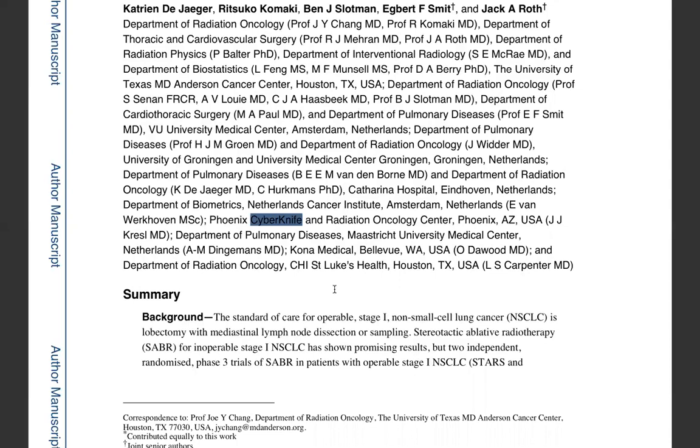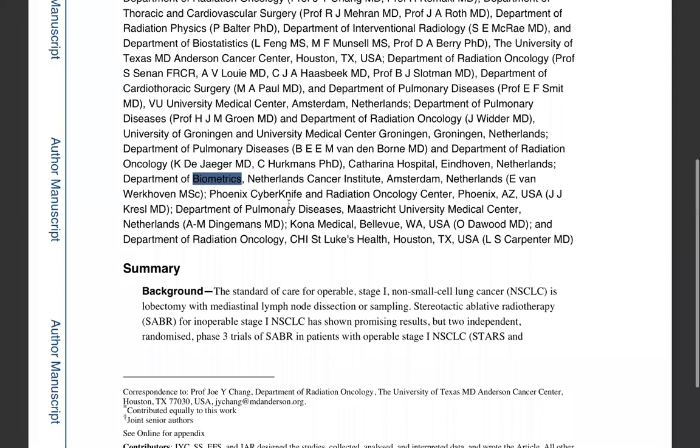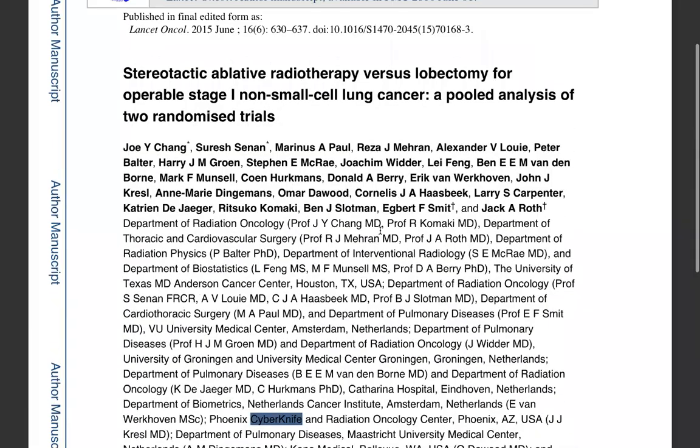You agree or no? Yes, sir. Yeah. So biometrics is also important. I like that they have got a biometrics guy on board, and they've got CyberKnife as well. Somewhere they've mentioned CyberKnife. So that's good. So this is a good mix.